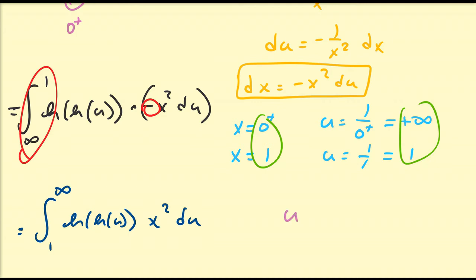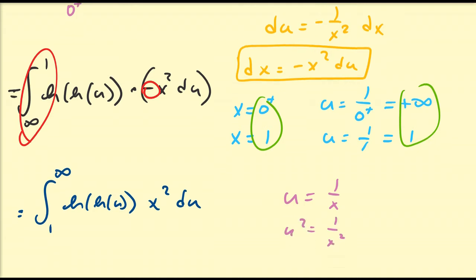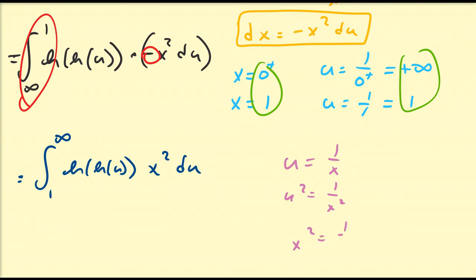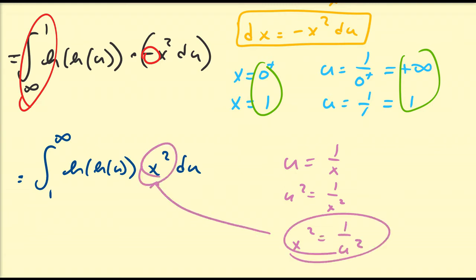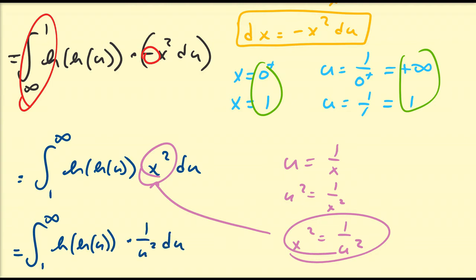So we know that u is equal to 1 over x, so we can say that u squared is going to be 1 over x squared, which means that x squared is the same as 1 over u squared. So we're going to replace that into this expression. So we can rewrite this entirely in terms of u: the integral from 1 to infinity of the natural log of u times 1 over u squared du.